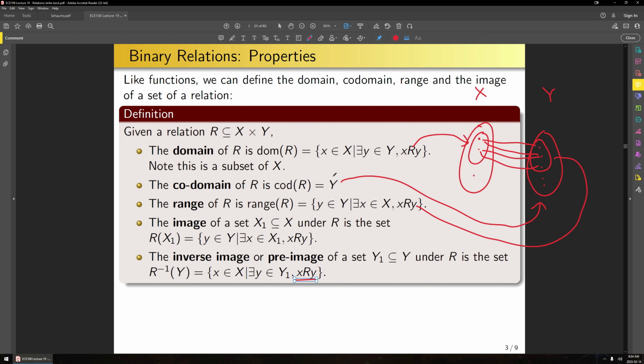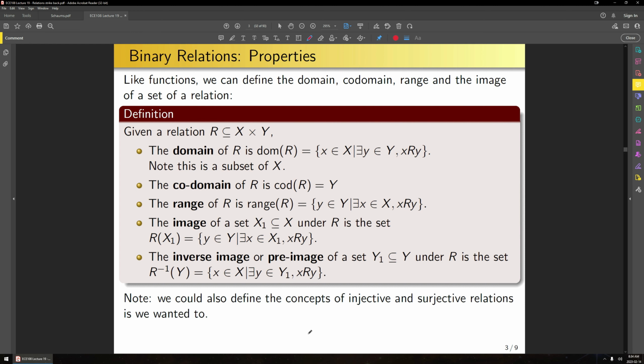The image of, well, if I asked for the image of this single dot here, it would be these two dots here that this dot maps to. And if I asked for the inverse image of, say, the middle dot here, that would be just my whole domain, because, hey, this dot maps to it, and yes, this dot maps to it. So same idea that we had before, right? Just some slight modifications.